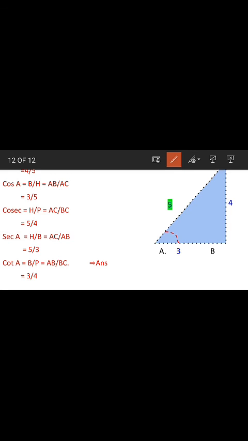Similarly we will calculate the remaining 3, that is first of all cosecant. The cosecant is going to be the reciprocal of sin A, that is hypotenuse upon perpendicular, and the hypotenuse is going to be AC and the perpendicular will be BC, that is going to be 5/4. Now class, secant A is going to be the reciprocal of cos A, so it is going to be hypotenuse upon base, that is AC upon AB, and substituting the value we get 5/3.